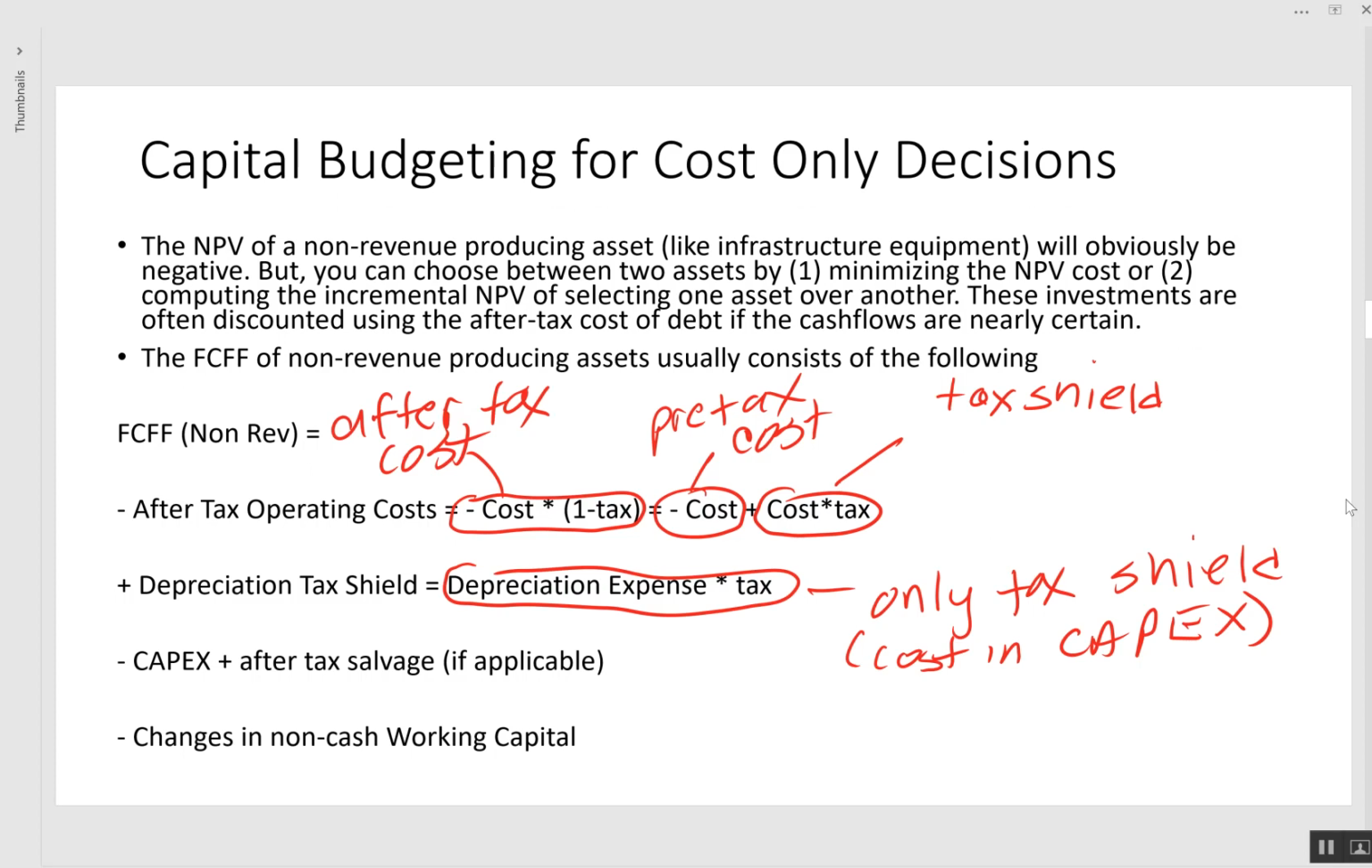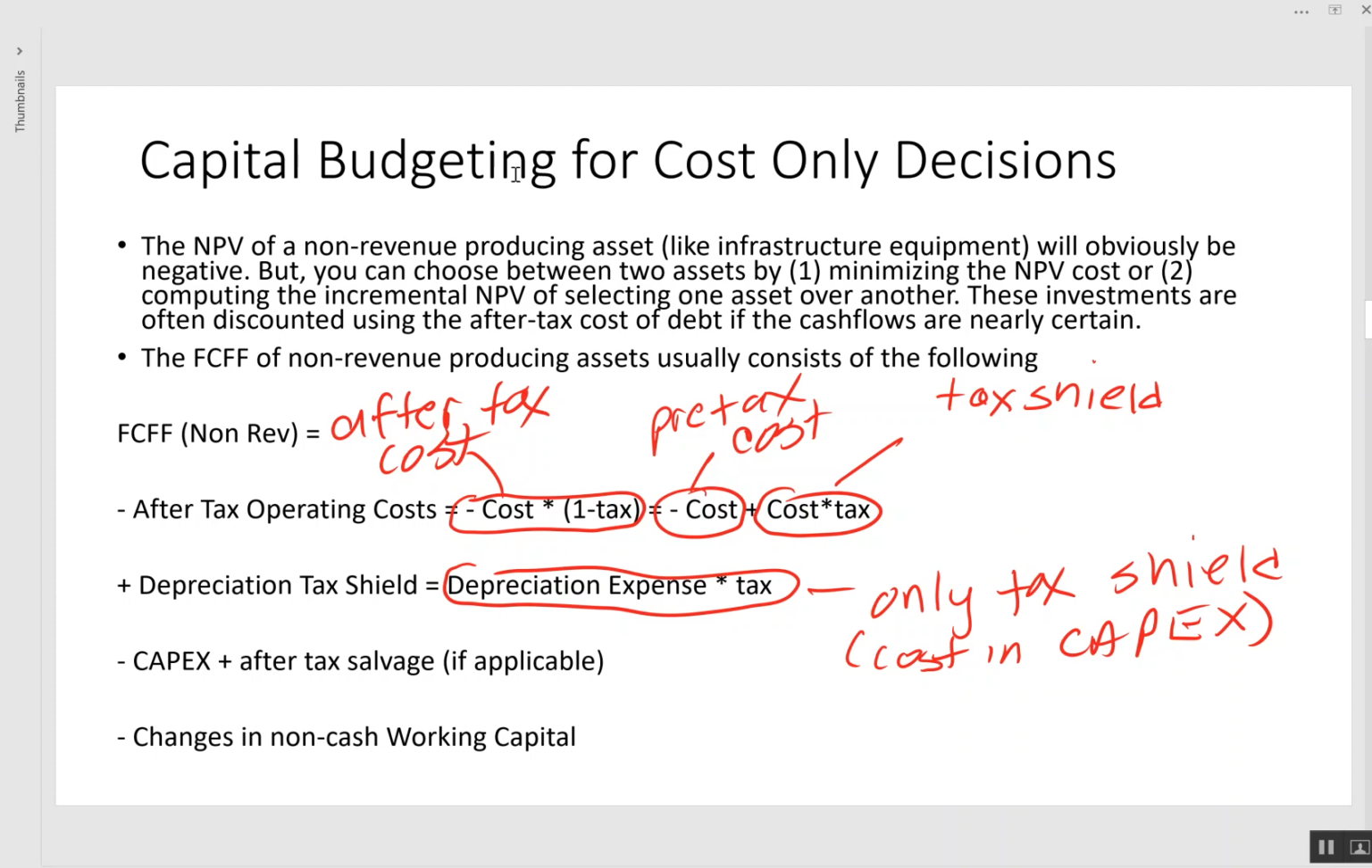Now let's talk about capital budgeting for cost-only decisions. What if you're making a decision of buying a piece of equipment that is only an expense, but you need it? So you need a heater for your building. Now the heater is not associated with any revenue, you just need a heater for the building. And you're looking at 2 different heaters with different costs and maintenance costs.